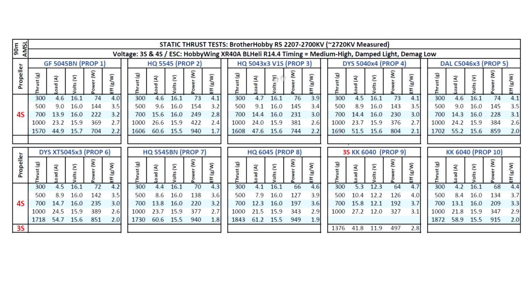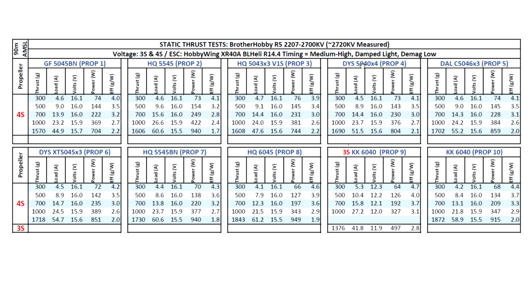So then the next one, continuing with the 5-inch props, the 5043x3, which is a kind of light prop, low pitch. It's one of the most efficient props, and we can see here it is very close to the two blade prop, so not much difference as far as amps are concerned, and you get a little bit more thrust.